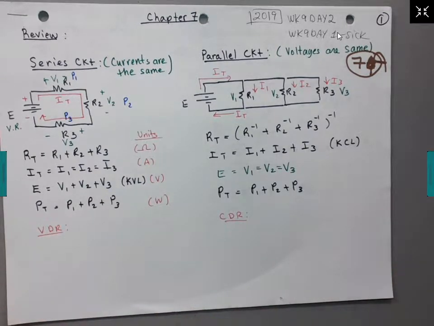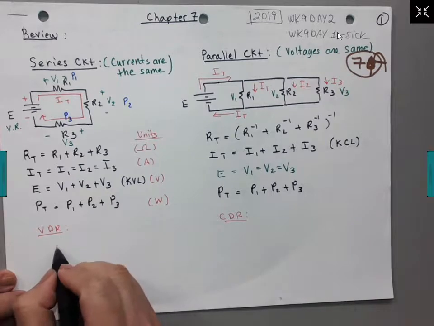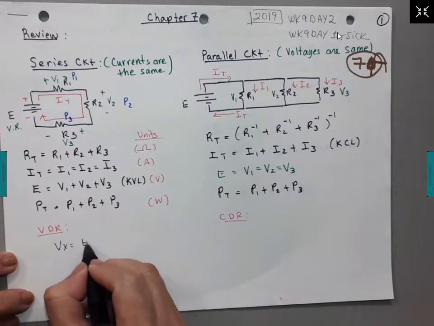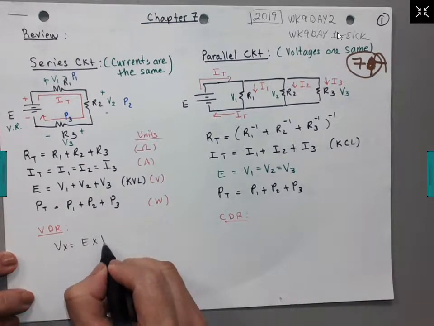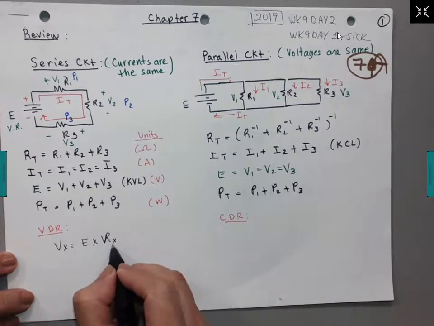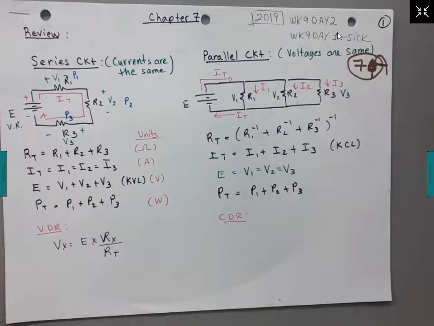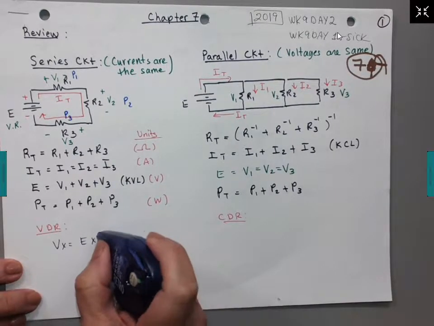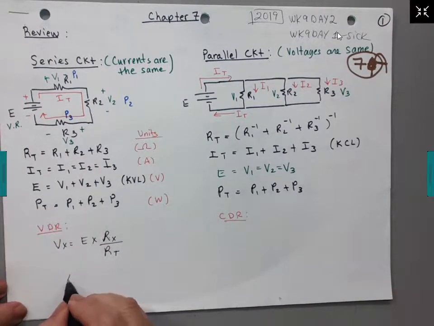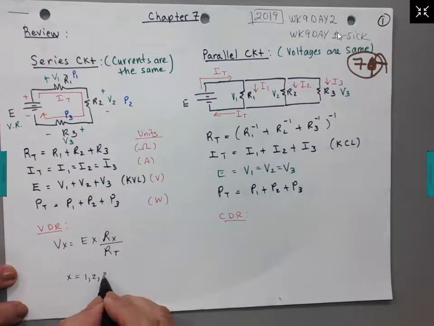In a series circuit, we have the voltage divider rule. I don't know why I didn't have it here. So, the voltage divider rule is as follows. Like I said, it has to be that equation. Vx is equal to E times Rx over RT. So X means either 1, 2, or 3.